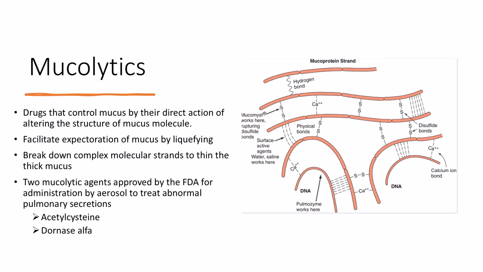Mucolytics are a key component of mucoactive therapy, as they directly alter the structure of mucus molecules, facilitating expectoration by liquefying thick secretions. These agents work by breaking down the complex molecular strands within mucus, making it thinner and easier to clear. Currently, two mucolytic agents, acetylcysteine and Dornase alpha, are approved by the FDA for aerosol administration to treat abnormal pulmonary secretions. Research in this field is ongoing, and new agents may emerge in the future to further enhance the management of mucus-related respiratory conditions.